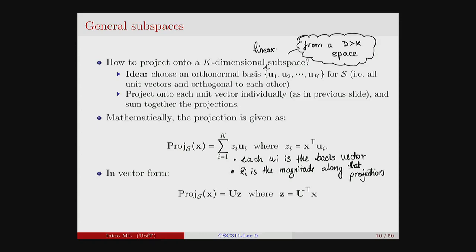Okay. And so you can write down Z, which, remember, is going to be a k-dimensional vector. And each Z sub k is going to be the strength of how much this projection is going to be represented within the kth orthonormal basis vector.